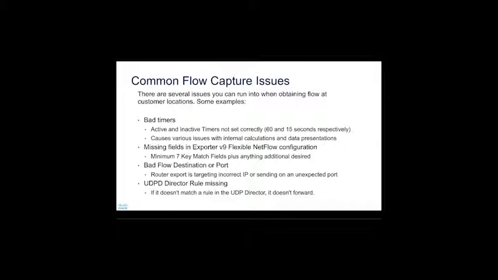Bad flow, right? If we see bad flow ports or destinations, sometimes we expect to see a list of exporters and some are showing up and some are not. We may need to troubleshoot that and see why. Was it an ACL or a firewall? Was it just configured incorrectly?